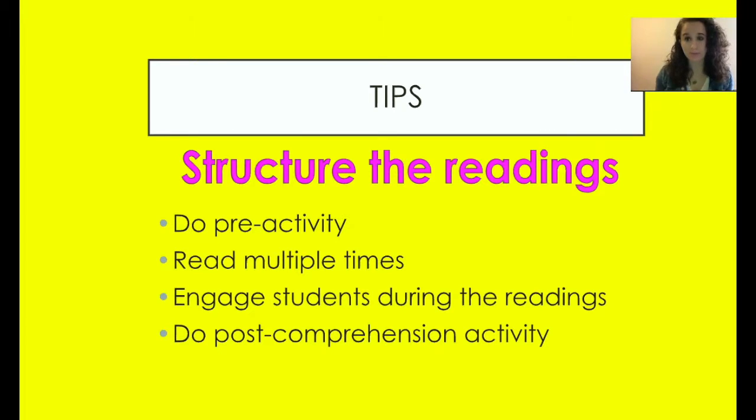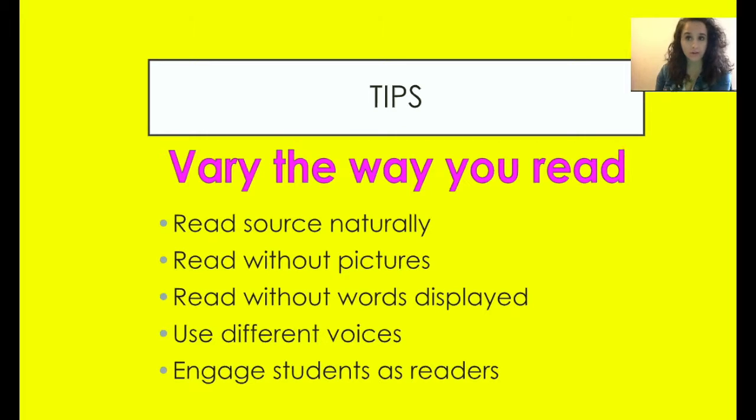Okay, so tips for implementing authentic text in a classroom. You want to structure the readings. Always do a pre-activity, read the text multiple times, engage students during the readings, and then always be sure to follow up with a post-comprehension activity. It's also important to vary the way you read. Yes, definitely read the source naturally, but then think of other ways you can read it as well, like reading it without pictures, reading it without the words displayed, using different voices, and also being sure to engage your students as readers as well.